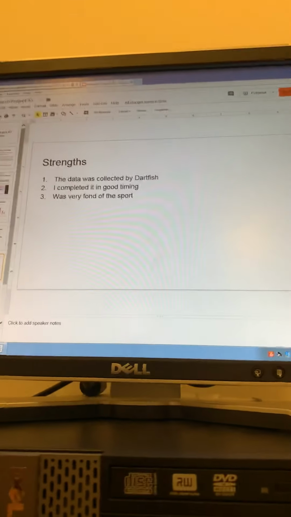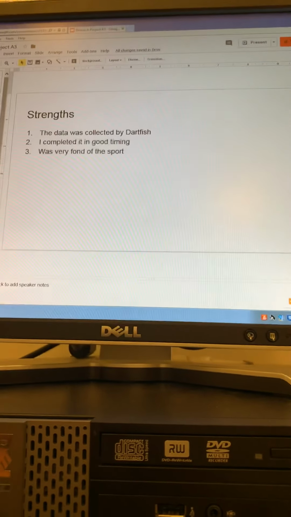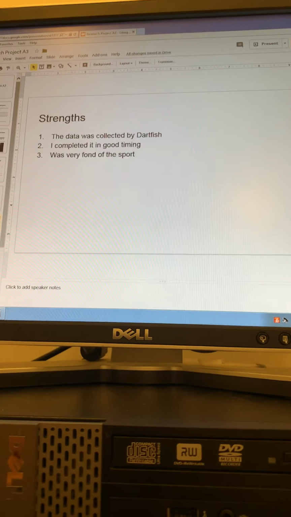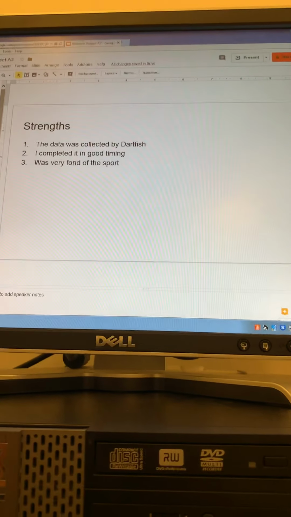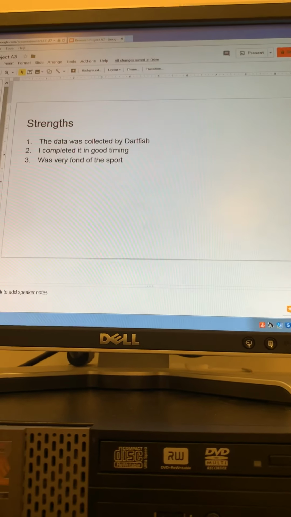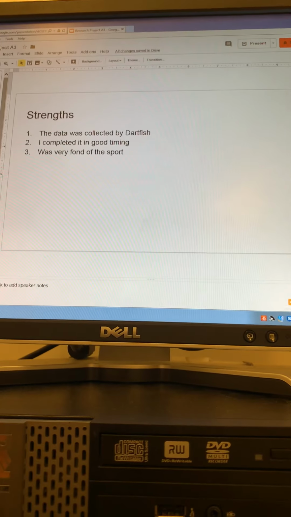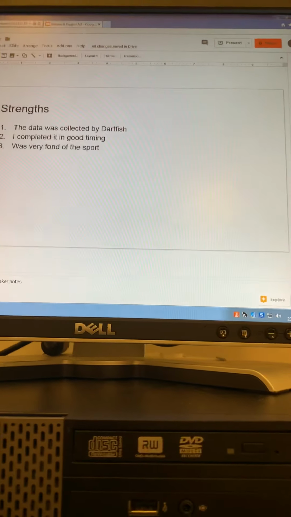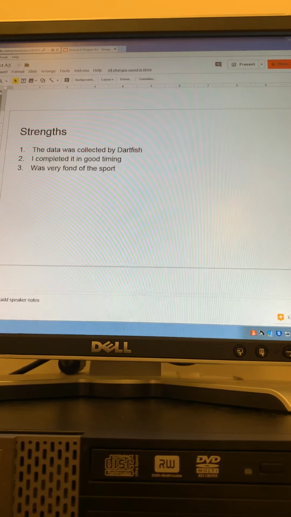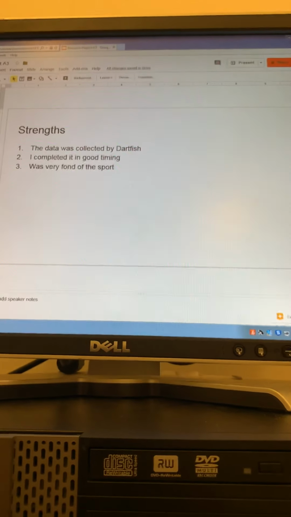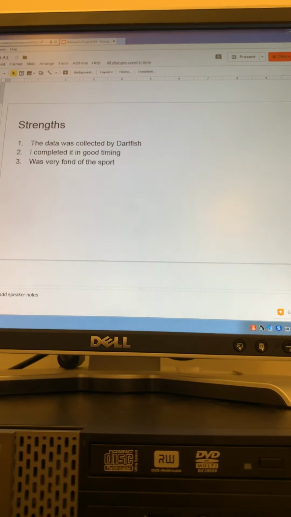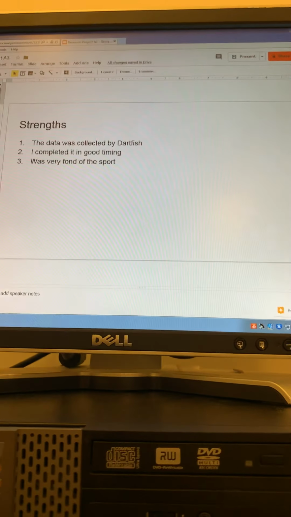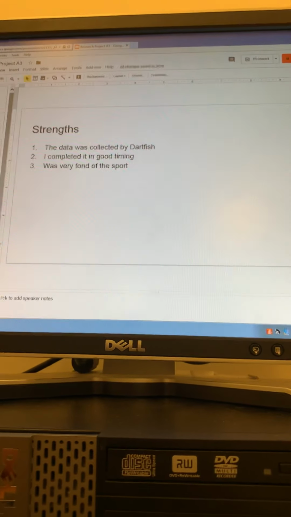Next I'll be talking about the strengths in my research project. So my first strength was the data was collected by Dartfish. This was one of the main strengths because having Dartfish collect all the data made it a lot more reliable and quicker for me, because then I didn't have to write down all of the shots, fouls, or the times Harry Kane was jogging, sprinting or walking.